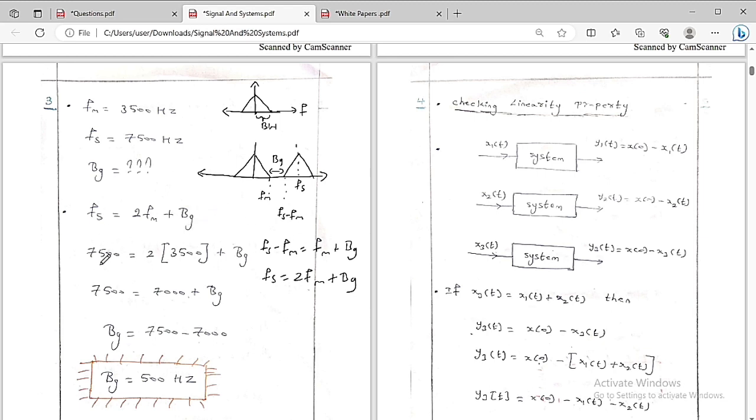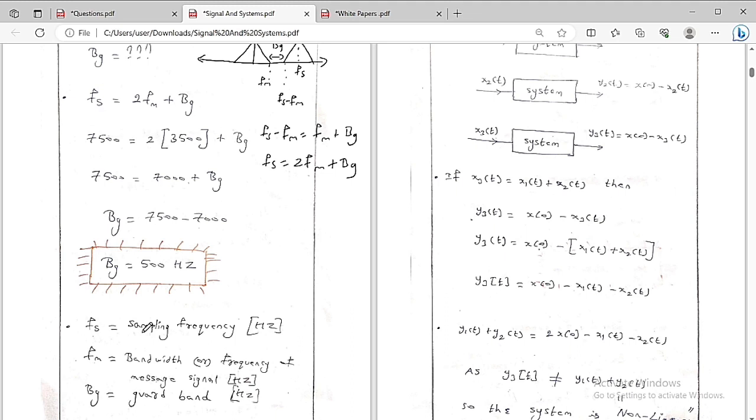So Fs is 7500 Hz, 2 into Fm, which is 3500 Hz, plus Bg. If you simplify, 2 into 3500 is 7000, and here it is 7500. So Bg is equal to 7500 minus 7000, which is 500 Hz. So the Bg value is equal to 500 Hz.